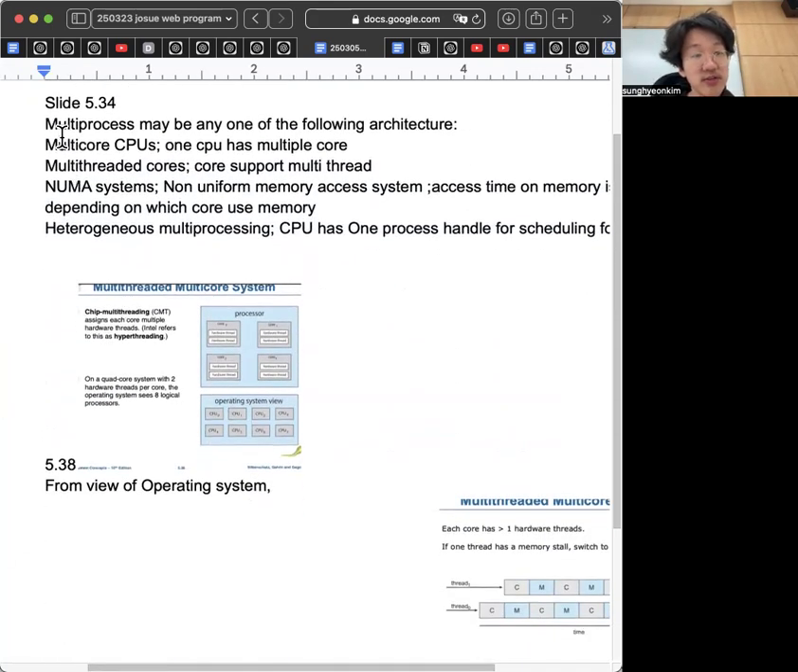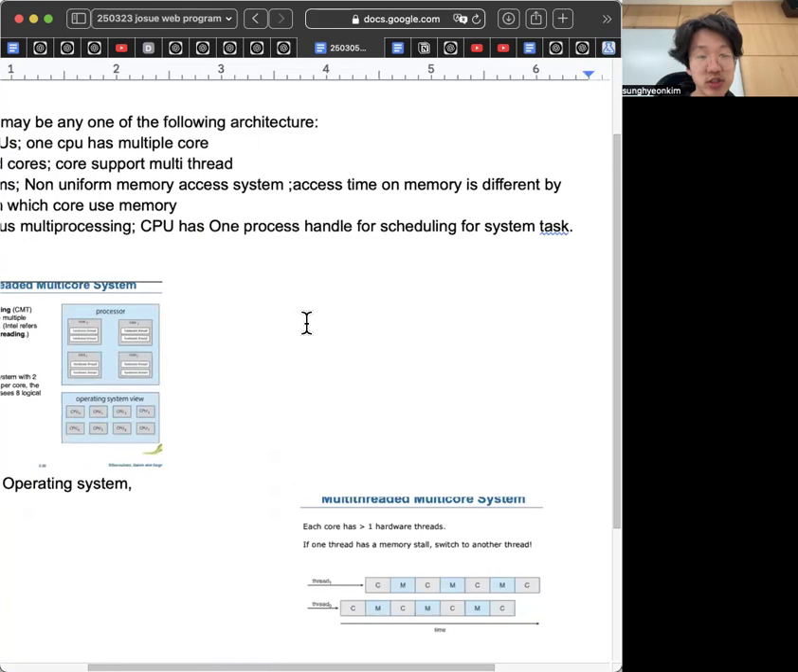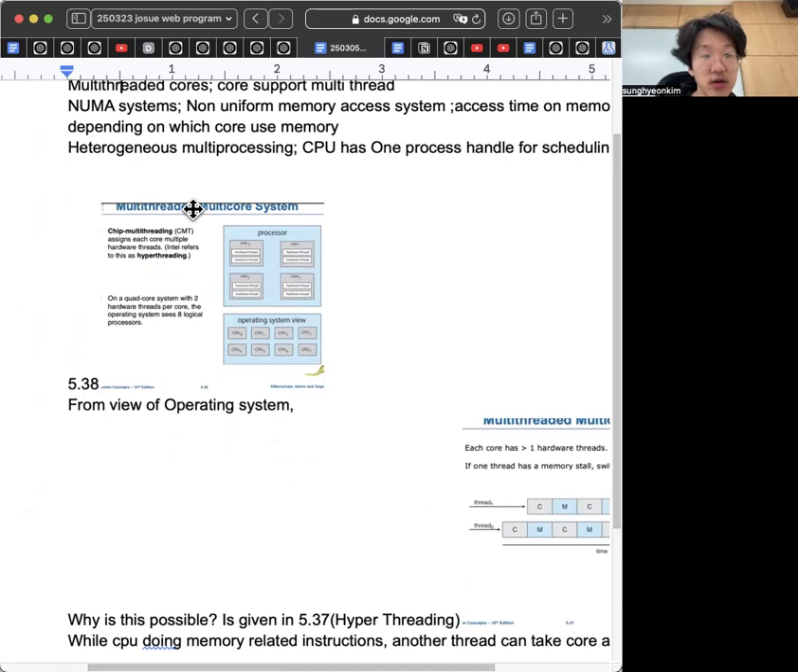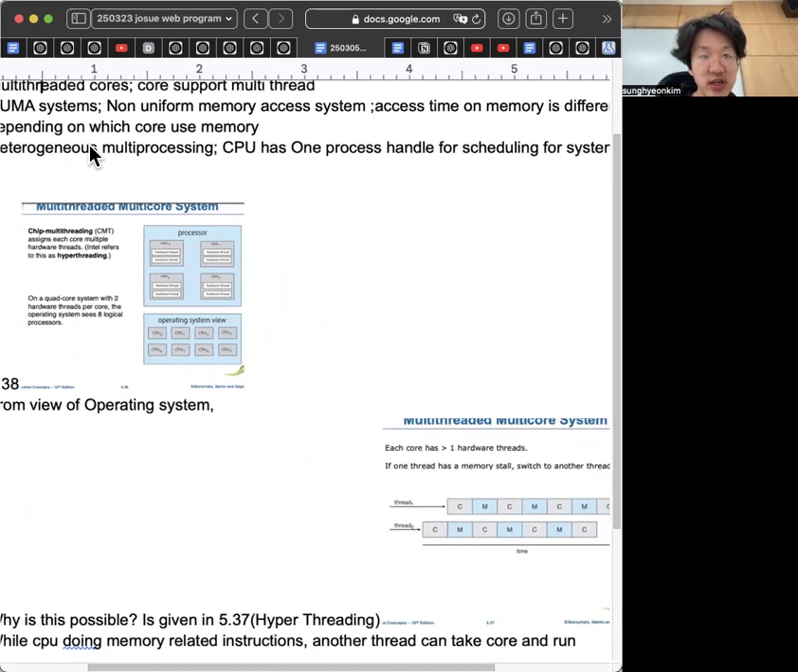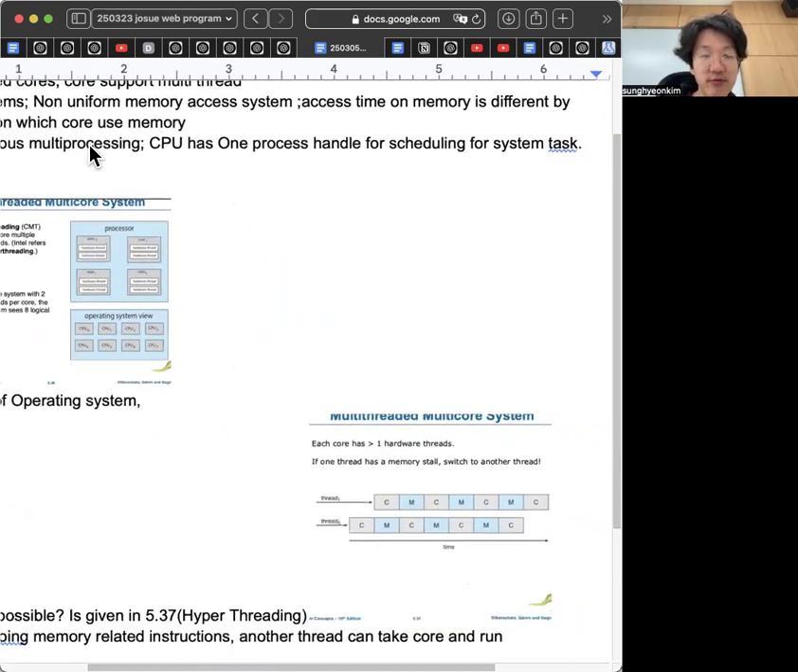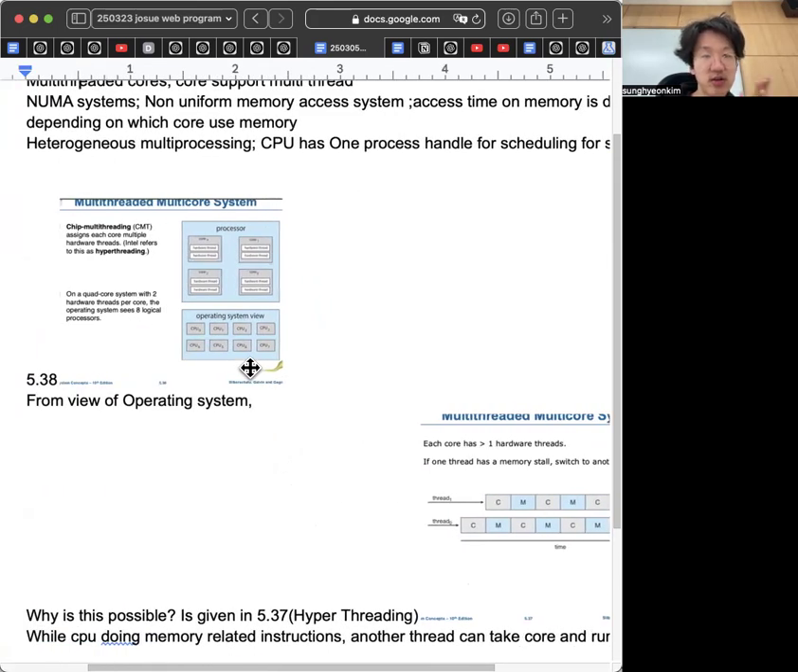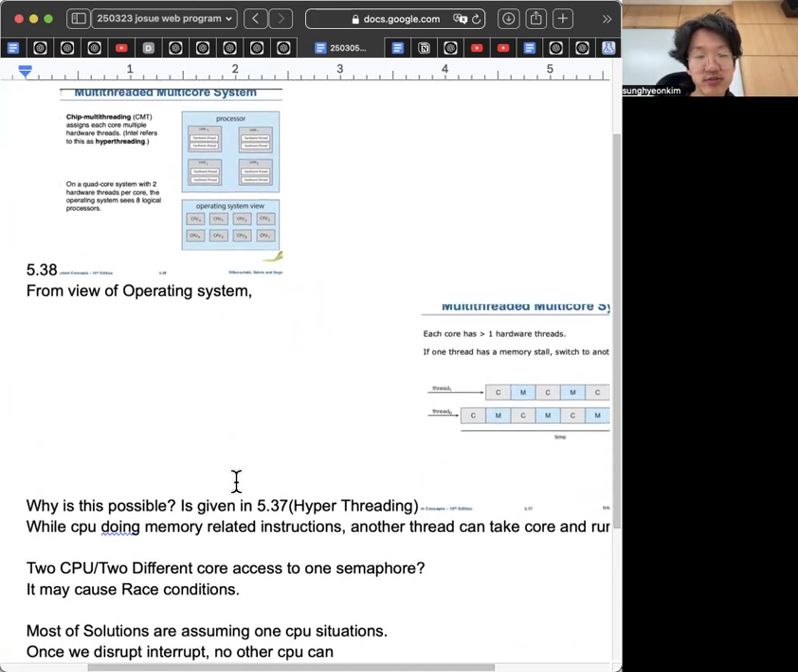For this part, there can be various types of multiprocessing. For multi-core CPUs, one CPU has multiple cores. For multi-threaded cores, the core supports multiple threads. NUMA is a non-uniform memory access system, where access time to memory differs depending on which core uses the memory. And for heterogeneous multiprocessing, each CPU has one process handling scheduling for system tasks.